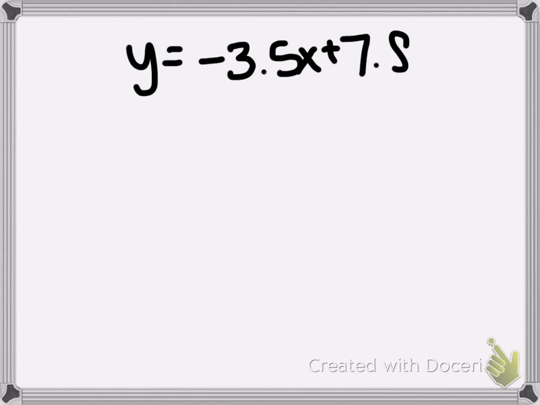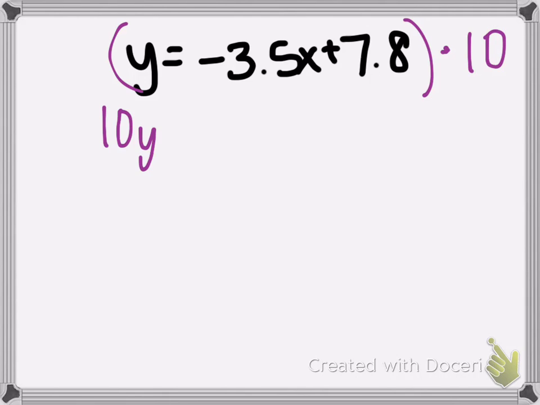The next one, y equals negative 3.5x plus 7.8. Decimals are actually easier than they originally look. We're just going to multiply the whole equation by 10 to move those decimals over. So y times 10 is 10y. Negative 3.5x times 10 is negative 35x. And 7.8 times 10 is 78.